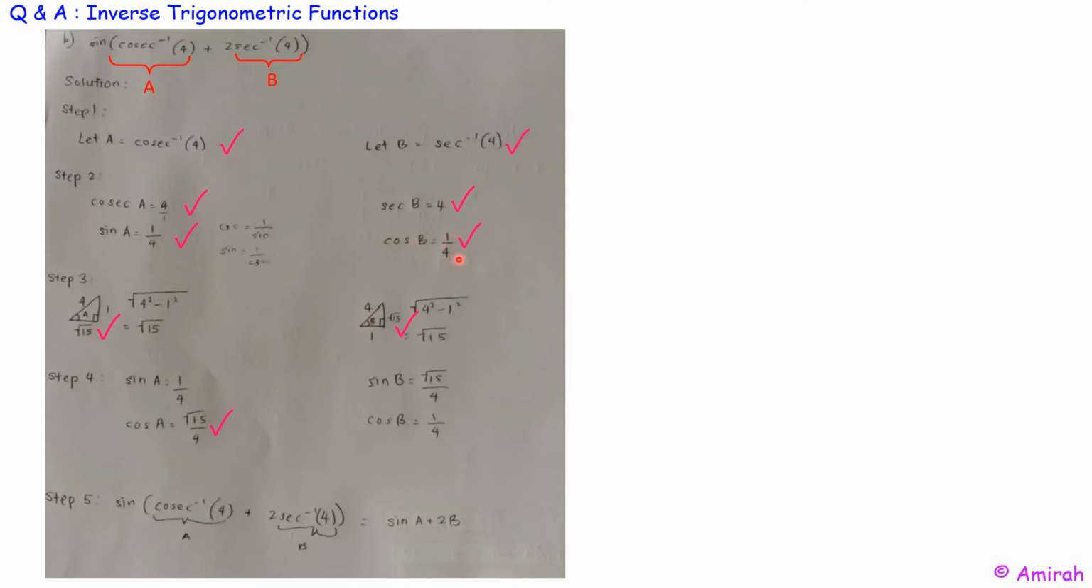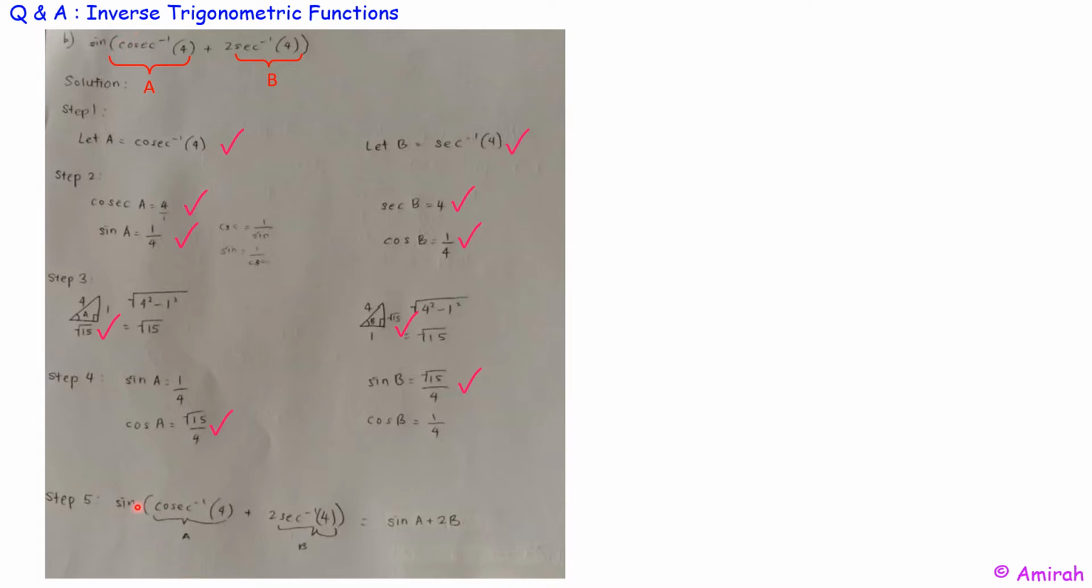Right? And then yang kat sini pula, from this right angle triangle, kita dah ada sini cos B equals to 1 over 4. So nak cari sin B. Okay, sin equals to opposite over hypotenuse. So that's why we get square root of 15 over 4. Ini pun betul. Okay, and then sampai sini kita tulis balik soalan asal tadi.